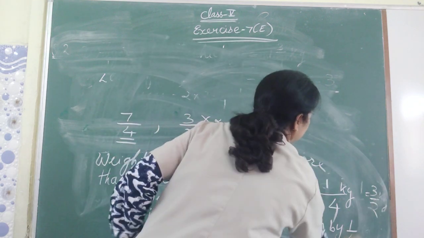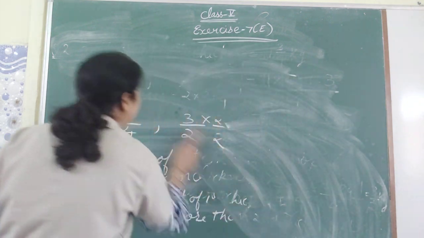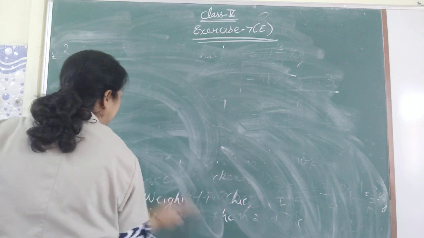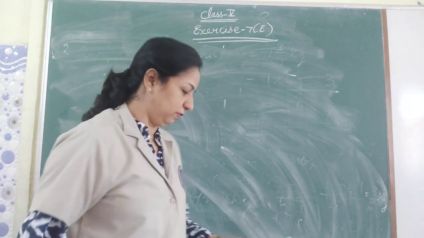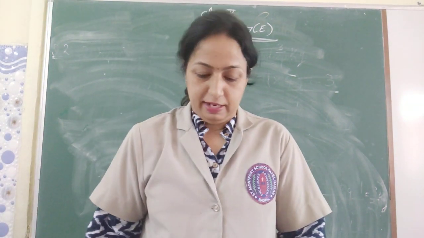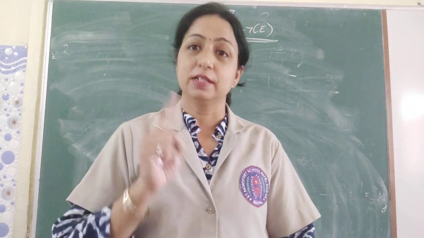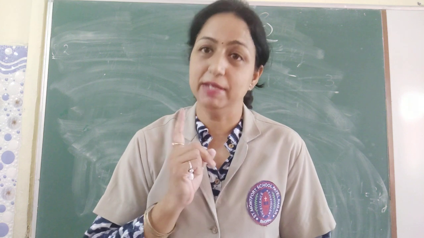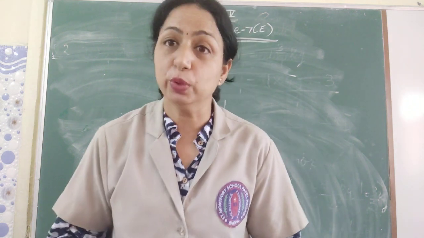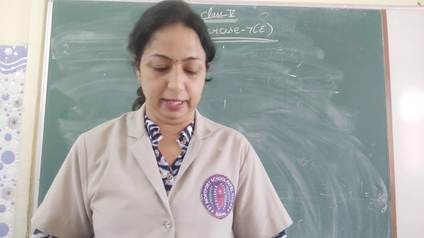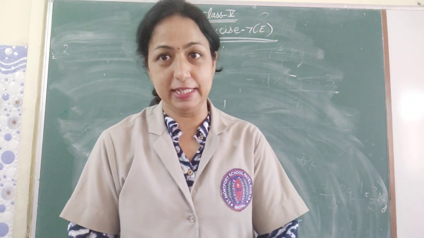Question number 3. Please read the question thoroughly, understand the operation, write the steps and then solve. Shreya took 1 by 2 of a cake. One cake. Shreya took 1 by 2 portion, that is half of the cake, and Shweta took 1 by 4th of the cake. What portion of the cake is left?